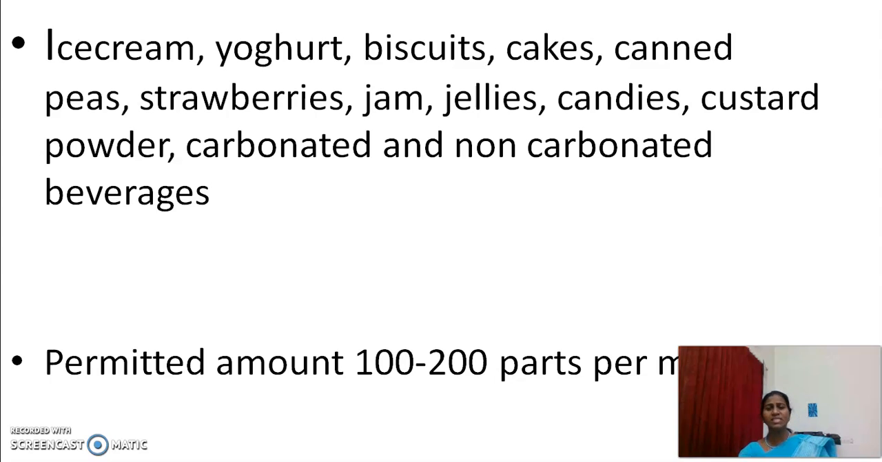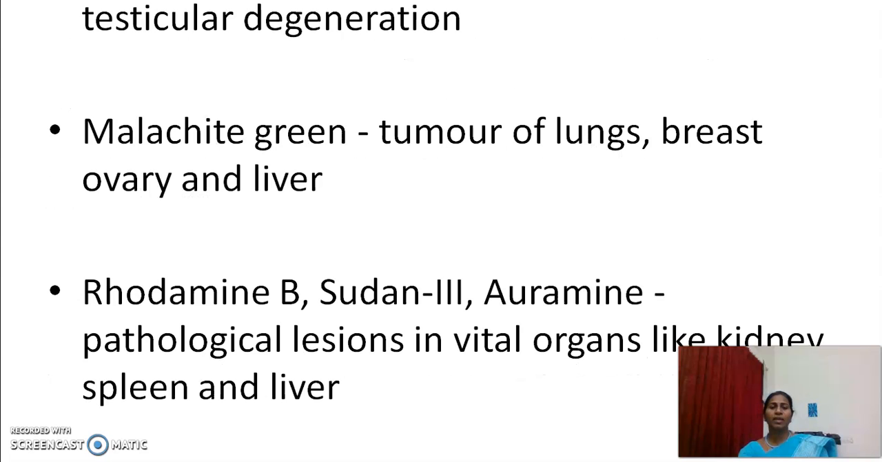So this slide tells us the foods which can be added with colors. Ice cream, yogurt, biscuits, cakes, canned peas, strawberries, jam, jellies, candies, custard powder, carbonated and non-carbonated beverages can be added with permitted colors. And these are the only foods to which you can add colors. And the permitted amount is 100 to 200 parts per million. But there are non-permitted colors also. Sometimes food manufacturers do add non-permitted colors and they are considered to be adulteration.